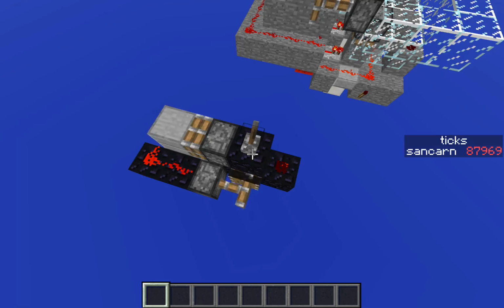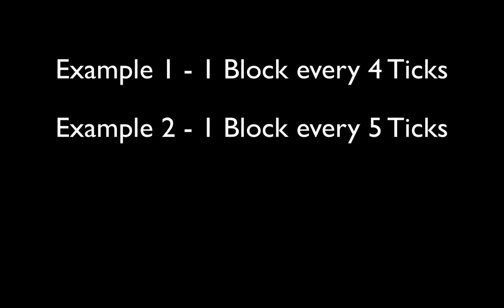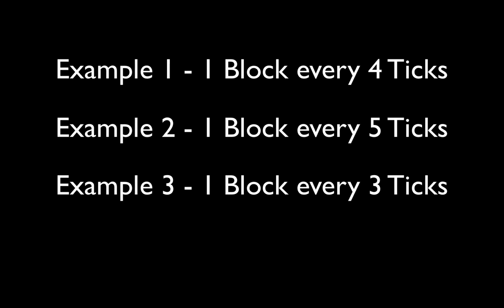If we take this into account for examples 1 and 2, in example 1, the water took 4 ticks to flow into the airspace. In example 2, the water took 5 ticks to flow into the airspace, and in example 3, the water took 3 ticks to flow into the airspace.